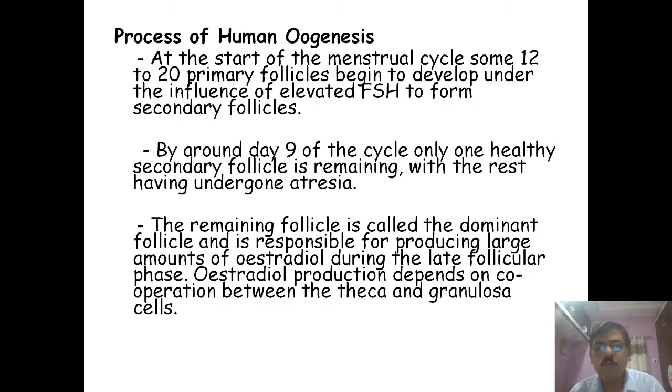In the process of human oogenesis, at the start of the menstrual cycle, 12 to 20 primary follicles begin to develop under the influence of elevated follicle stimulating hormone to form secondary follicles. By around day 9 of the cycle, only one healthy follicle remains, with the rest having undergone atresia. The remaining follicle is called the dominant follicle, which is responsible for producing a large amount of estradiol or estrogen during the later follicular phase. Estradiol production depends on the cooperation between the theca and the granulosa cells.